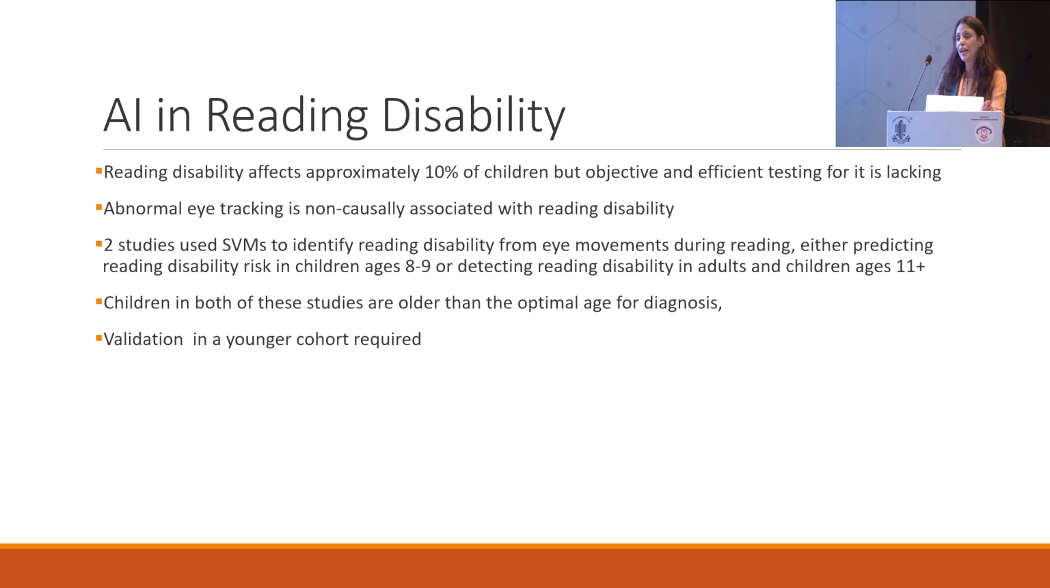So 10% of children have reading disabilities which go undiagnosed, and abnormal eye tracking is an important aspect of this. This can again be picked up by using certain SVM-based applications based on AI. These tests, although, have been done in older children above the age of 9 to 10 years, and that is not the age when we actually need to detect these reading disabilities. It has to be picked up at an earlier age. So application of these reading disability tools at an early age is still pending.